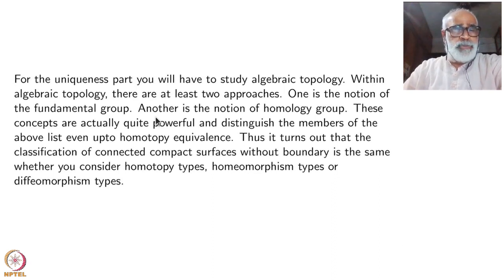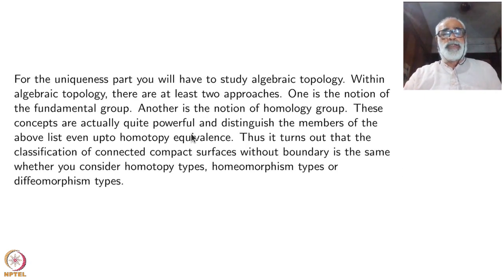List A is easy to differentiate. List B and list C. But within the list C or within the list A, list B, you will have to use H1. Okay, there are H1, H2, H3 and so on. They are homology groups. So, finally, the big thing here, which is very special for surfaces or just one-dimensional manifolds, it turns out that the classification of connected compact surfaces without boundary is the same whether you consider homotopy types, homeomorphism types or diffeomorphism types. So, this is a very deep result.